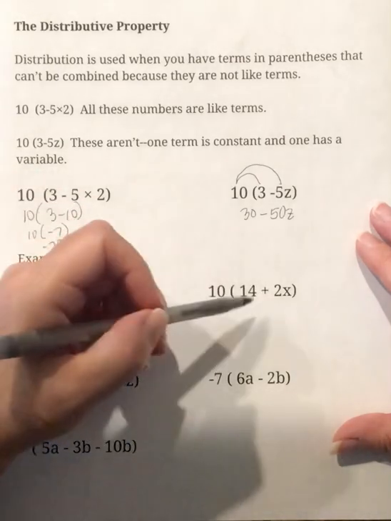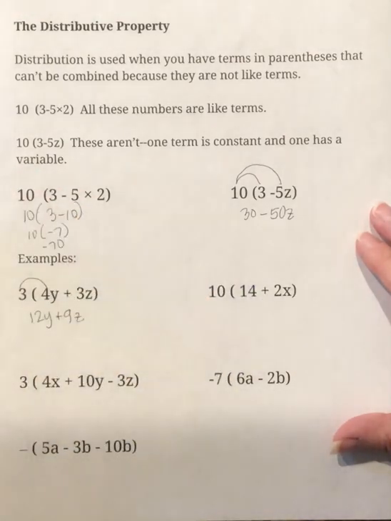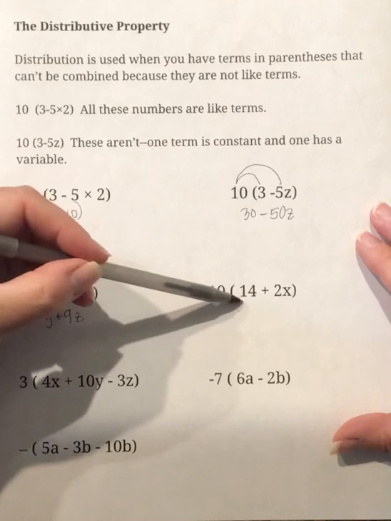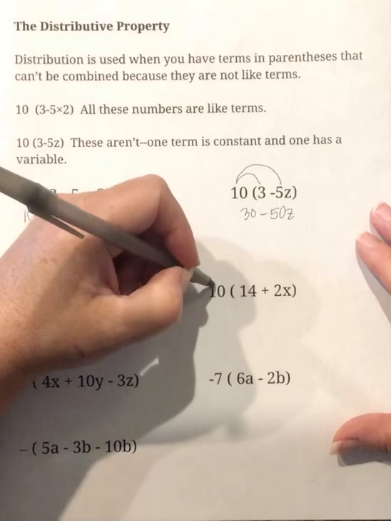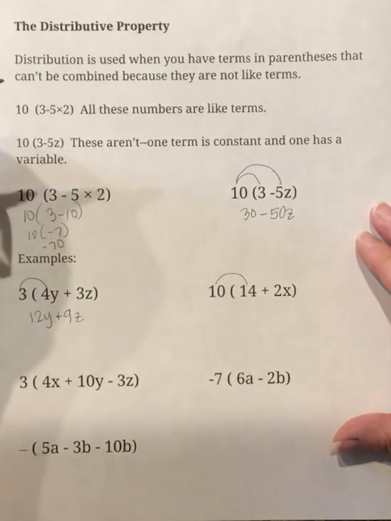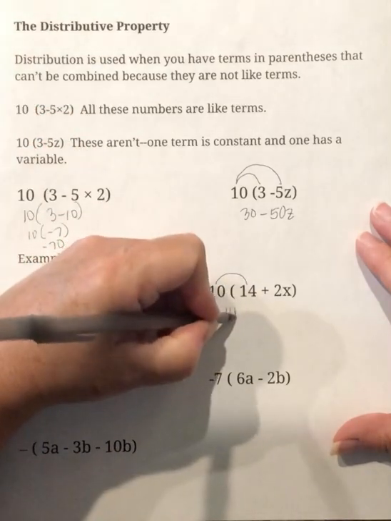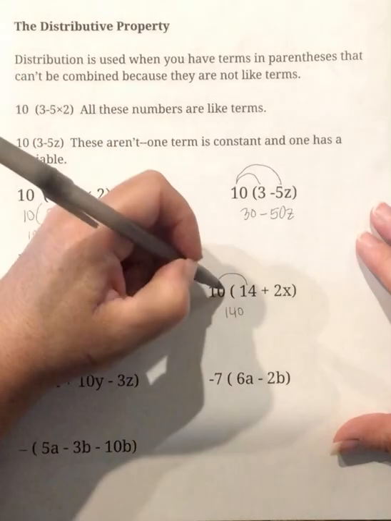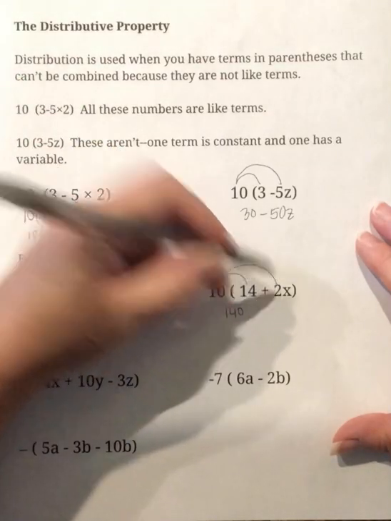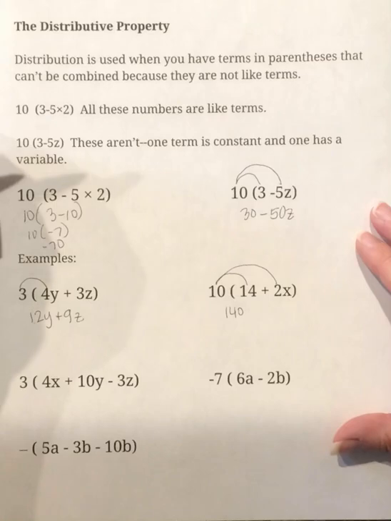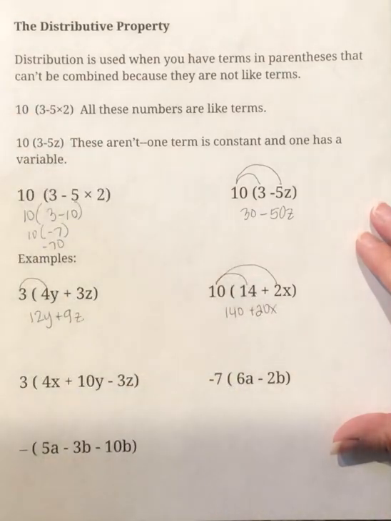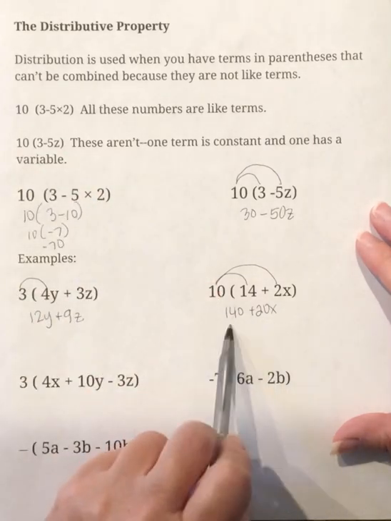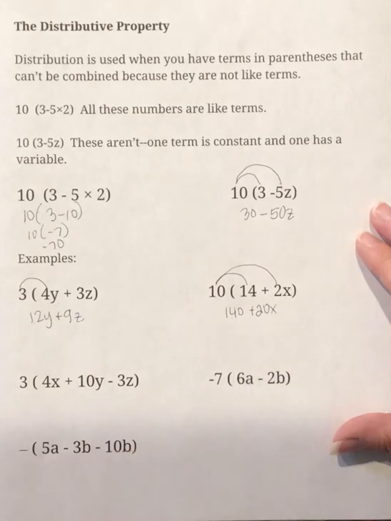Over here, I can't combine 14 plus 2x. One is a constant, a regular number, the other has a variable. So I have to distribute. Positive 10 times positive 14 is positive 140. Positive 10 times positive 2 is positive 20. And that term gets my x. And again, that's as simple as it's going to get. I cannot combine these because this term has an x and that does not.